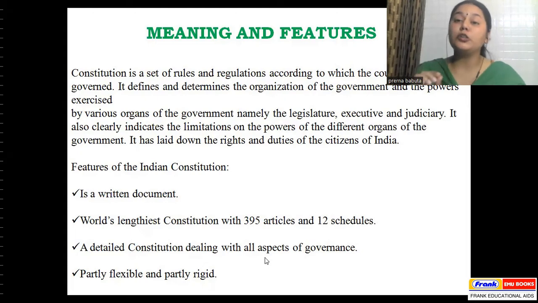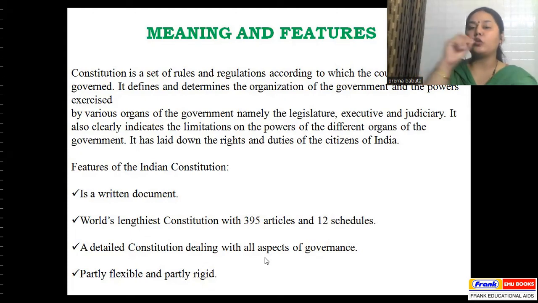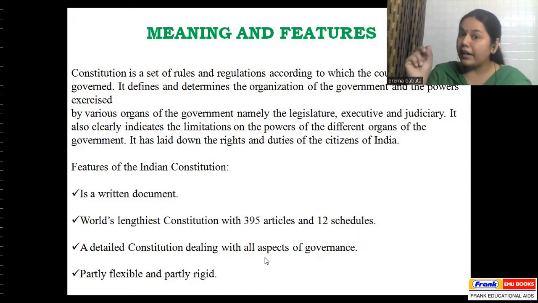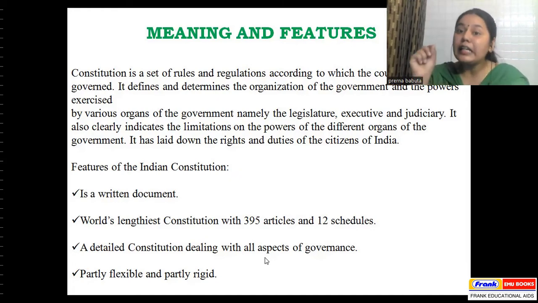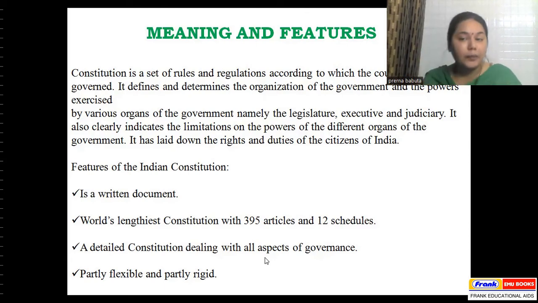For example, the constitution would talk about a particular right, then explain what the right is, and then say that in this scenario the right can be suspended. So every aspect, every point given in the constitution is clearly explained. What is the meaning? What are the exceptions to it? What are the limitations to it? All of these are explained, and that is another reason it is the lengthiest constitution in the world, because it is very detailed, and it is partly flexible and partly rigid.